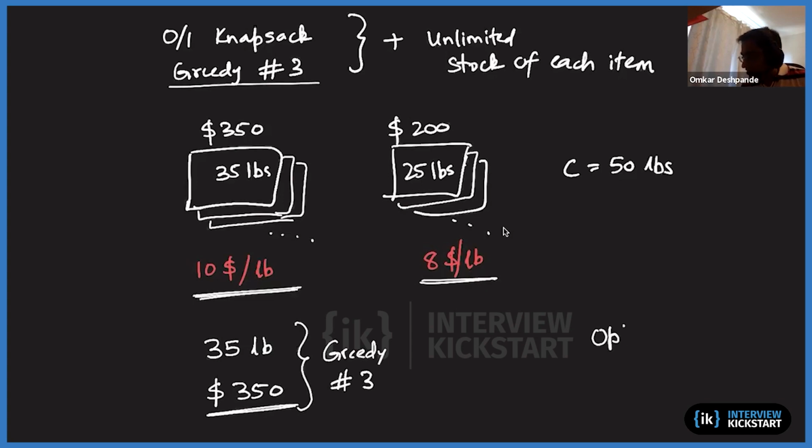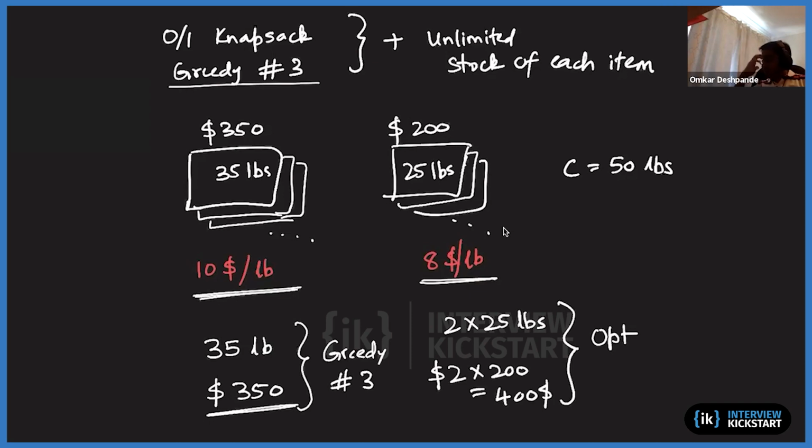Whereas the optimal strategy, you can see here, is to pick 2 25-pound items, which would have a combined value of $400, which is better than the third strategy we used. So the bottom line is that for 0/1 knapsack, we go for dynamic programming, not for a greedy strategy. For the fractional knapsack, we use the strategy that picks the item with the maximal price per unit weight first.